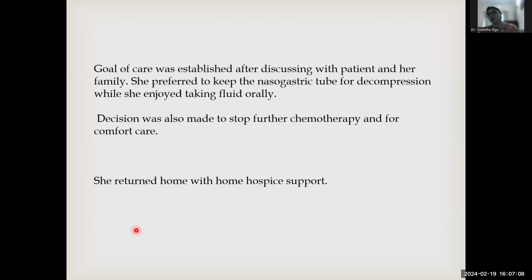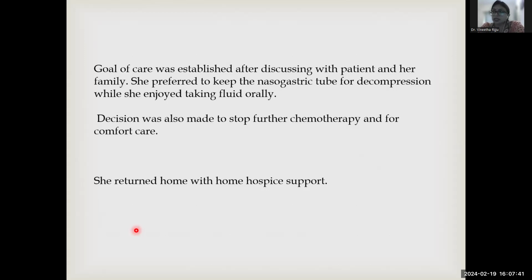Finally, it was talked over with the patient's family. The patient's family is not here, they're in the UK. Then a telephonic conference was done, and goals of care were discussed with them, and she was also asked whether she would like to keep the Ryle's tube in. She said that she likes to keep the tube in for decompression, so that she could even take her oral fluids occasionally.